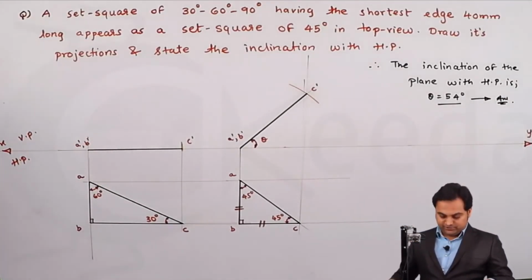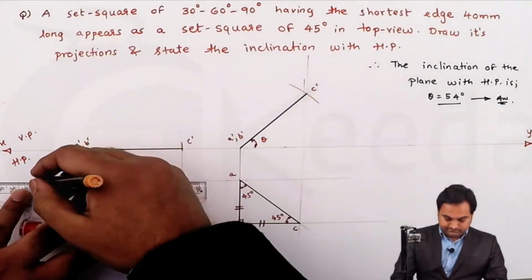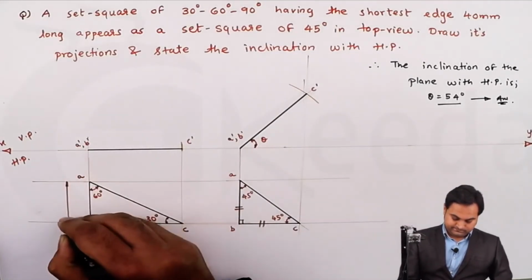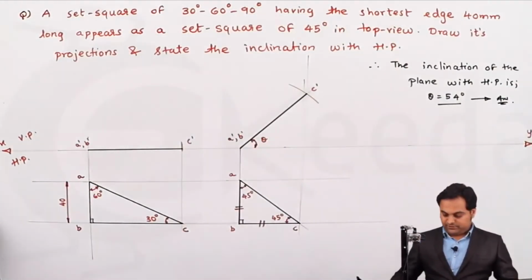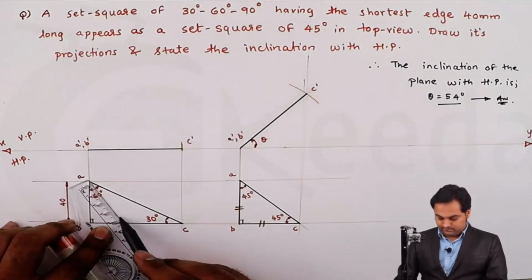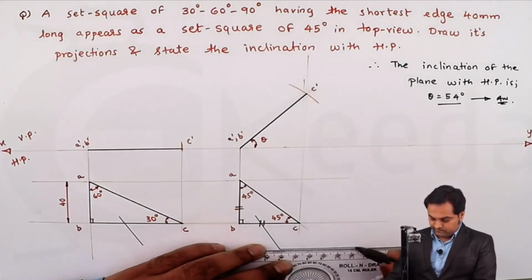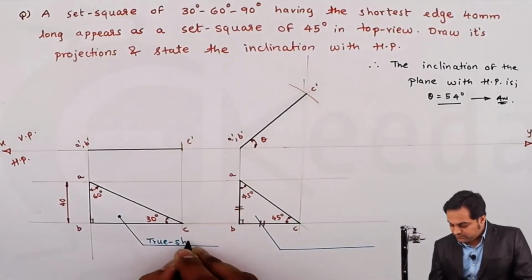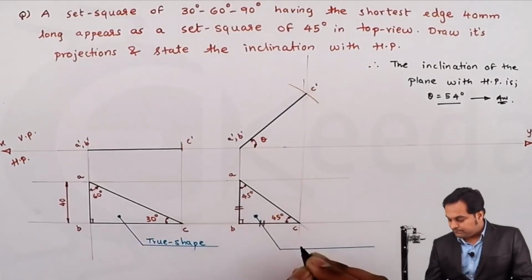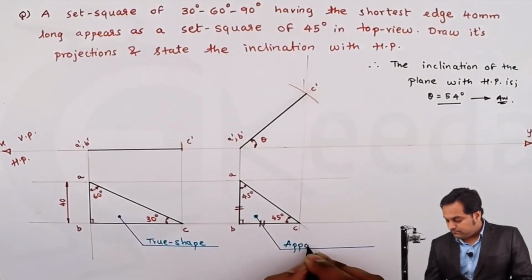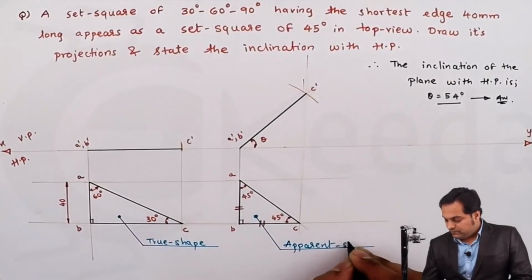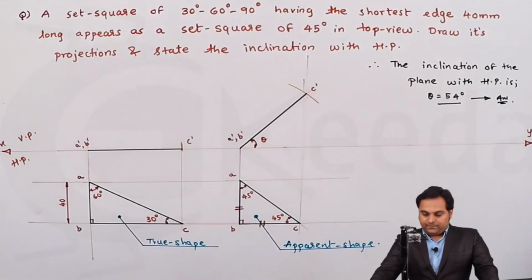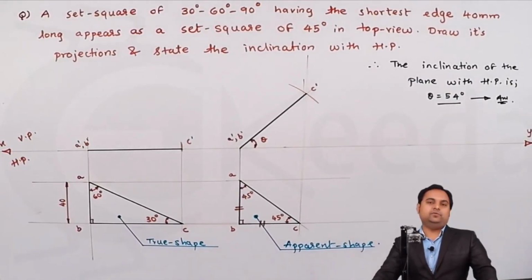Then I'll give the dimensions here. 40 mm. This is the true shape. Here is the apparent shape. And with this, the problem gets completed.